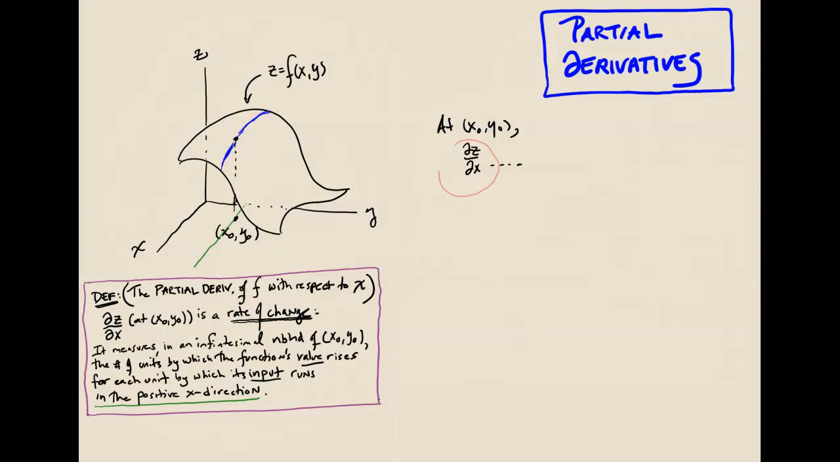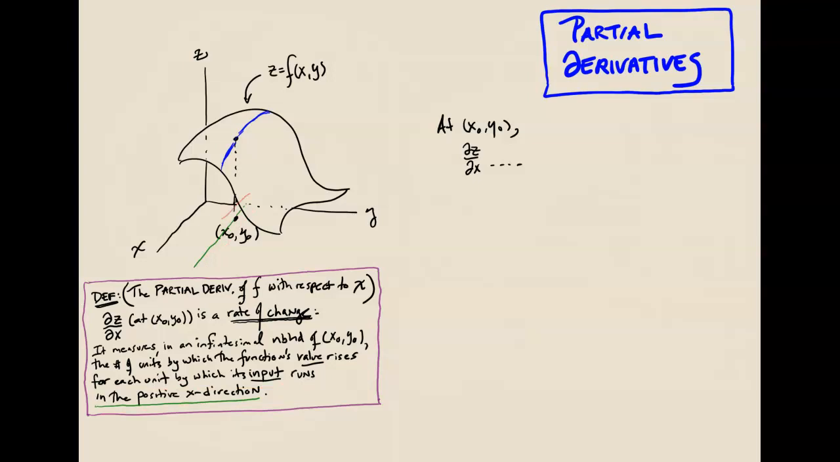Okay, now what can we say about this partial of z with respect to x at that particular point? Well, what does the partial do? It measures, in an infinitesimal neighborhood, the number of units by which the function's value rises for each unit by which its input runs in this particular direction. So let's imagine what's going on.